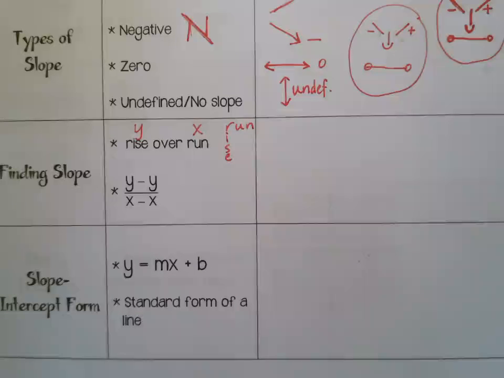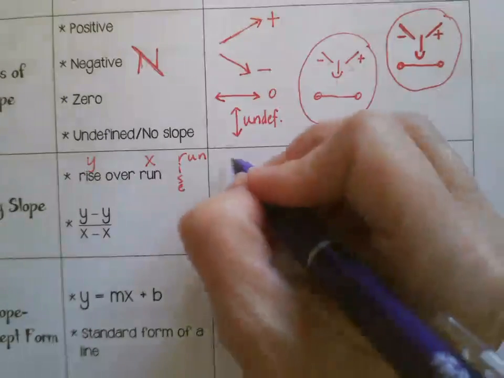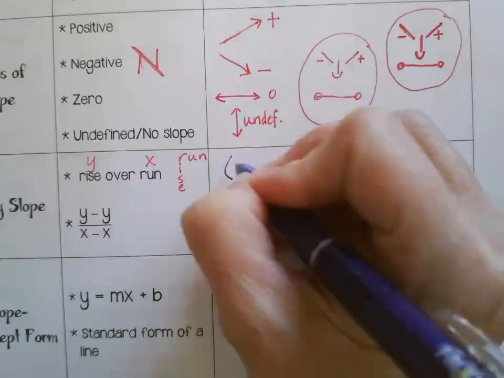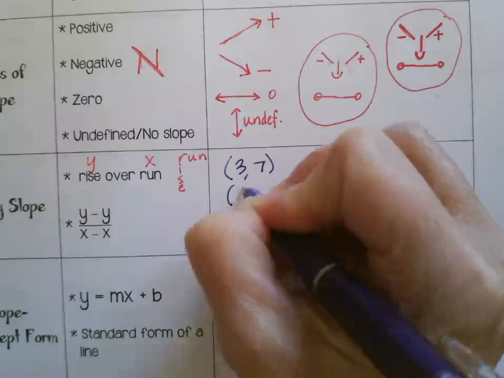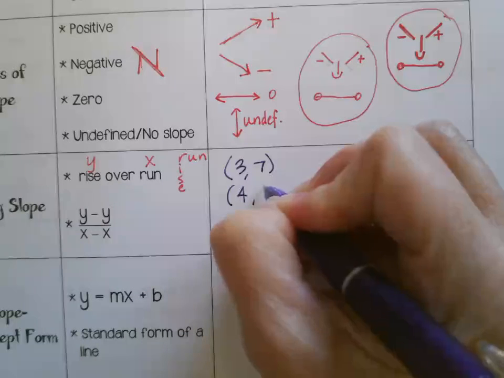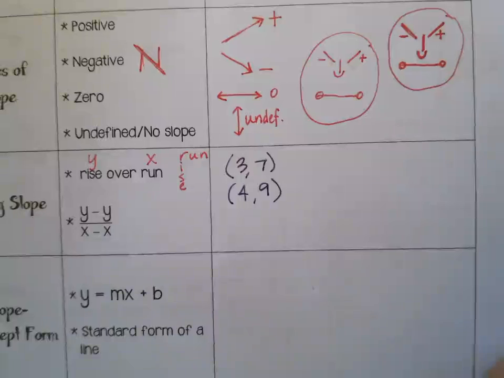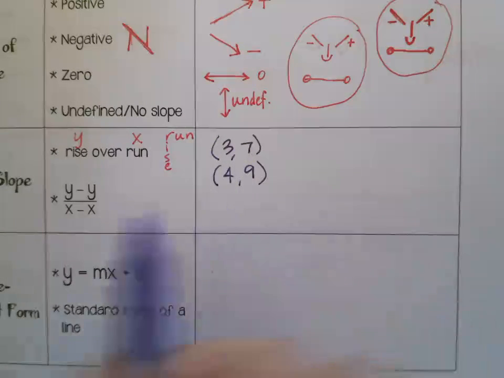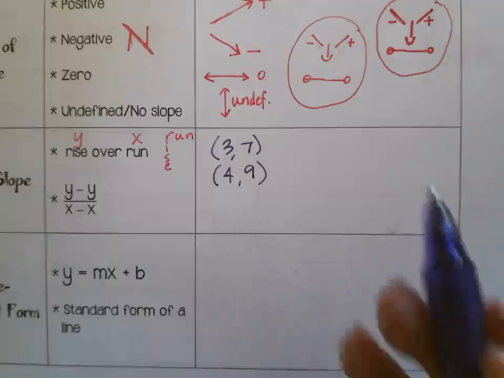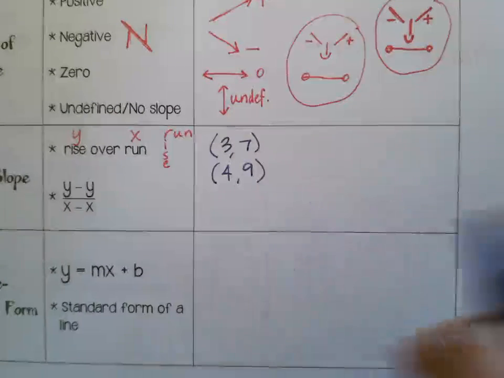Now, when we were in class, what I showed you that I like to do is to stack them and subtract them. So what I'm going to do is give you 2 points. So how about (3, 7) and (4, 9). All right, what I like to do is stack the points and then subtract the points. So stack them and subtract them.